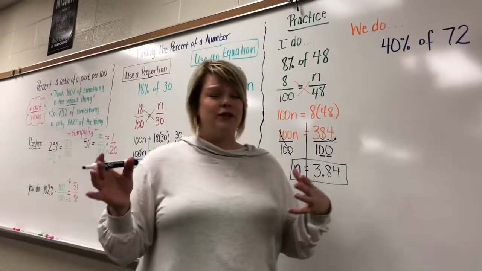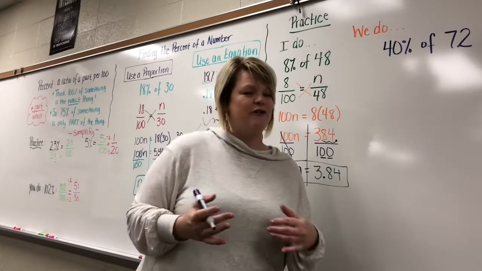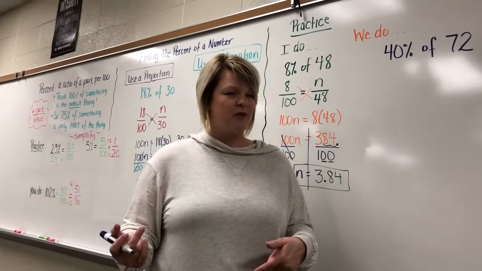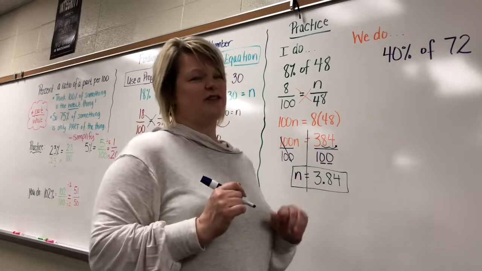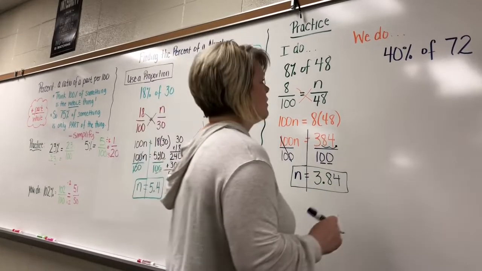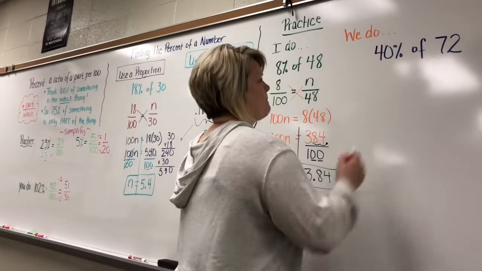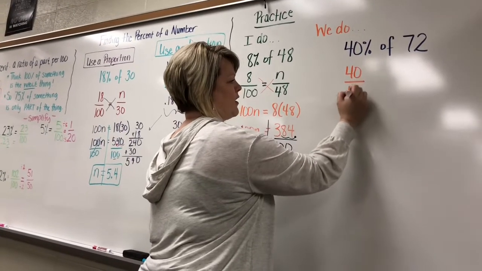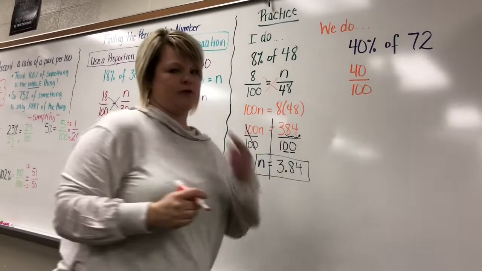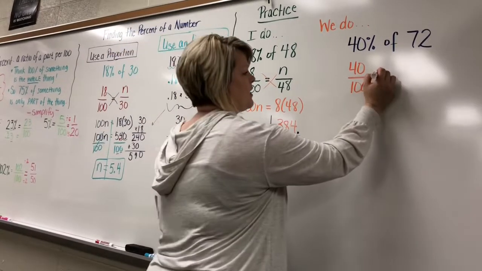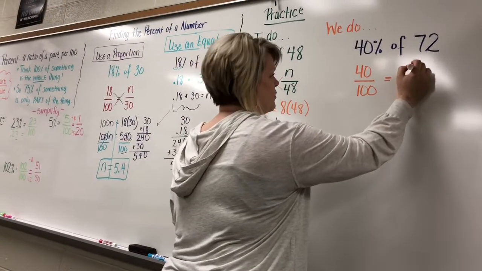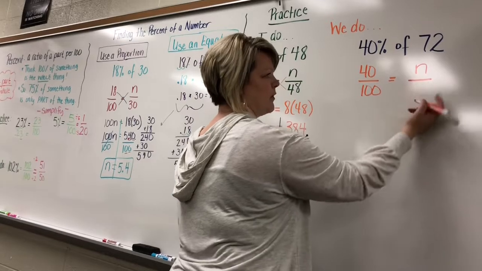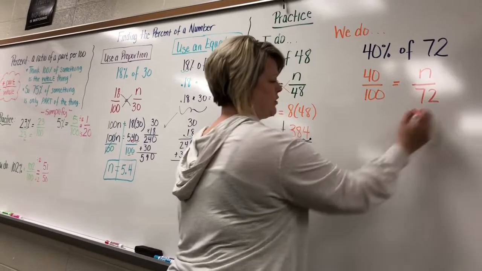Okay, so I'm going to go to the store. I find these really awesome pair of boots. They're $72, but because spring's coming, they're 40% off. Let me see how much money I can save. So I've got 40 over 100, every time I put it over 100, equals, don't know, a number over 72.